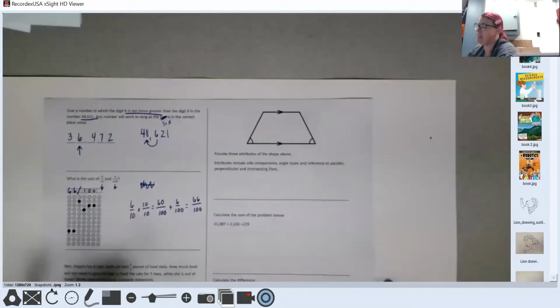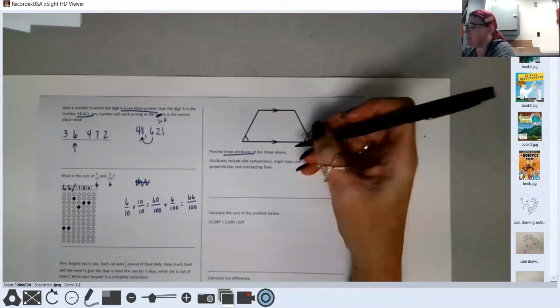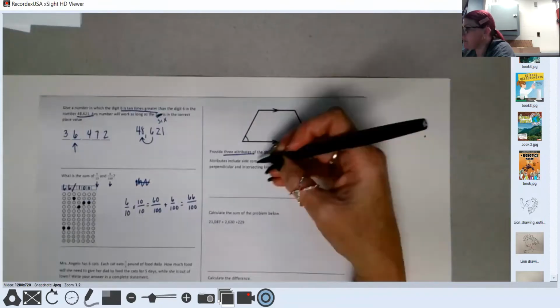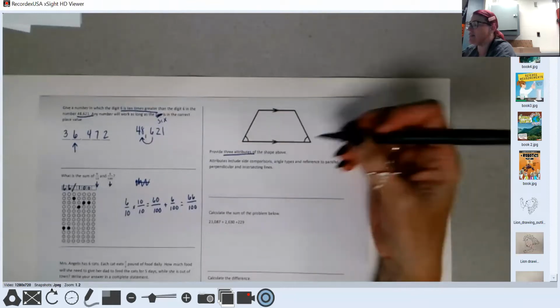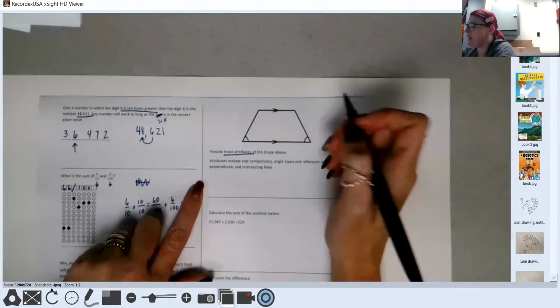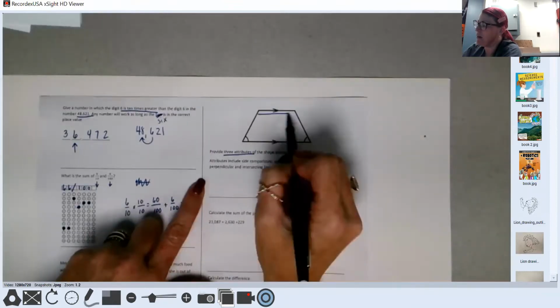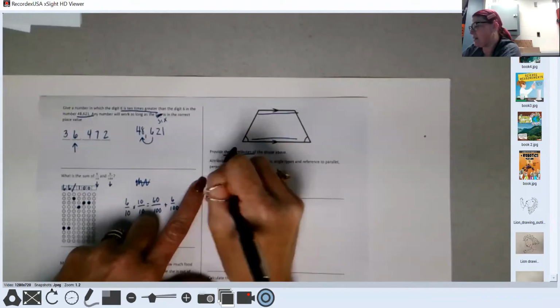All right, the next one. Provide 3 attributes of the above shape. Attributes includes comparisons, side comparisons, angle types, and reference to parallel, perpendicular, and intersecting lines. So one of my attributes is that there's one set of parallel lines. This is parallel to this one. They'll never touch. So it's one set of parallel lines.